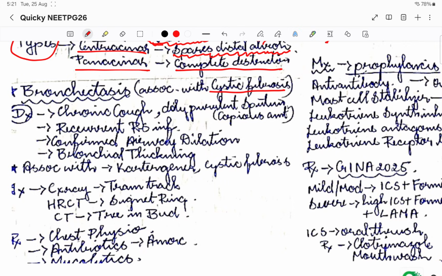How do you diagnose it? It is based on the clinical features, that is, chronic cough will be there, and daily purulent sputum will be there, in copious amounts, more than 100 ml of sputum might be there. So this is how we can diagnose bronchiectasis. Then recurrent infections will be there, because too much sputum is there.